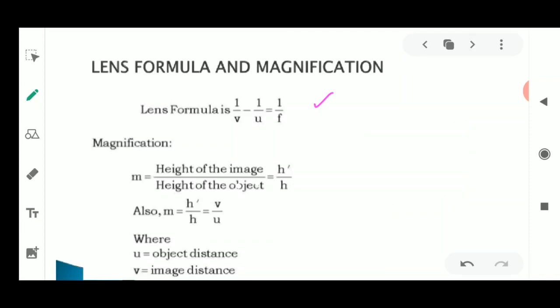Then what is magnification? Again the formula remains the same as in the mirror formula: the height of the image upon the height of the object, that is, the ratio of the height of the image to the height of the object.